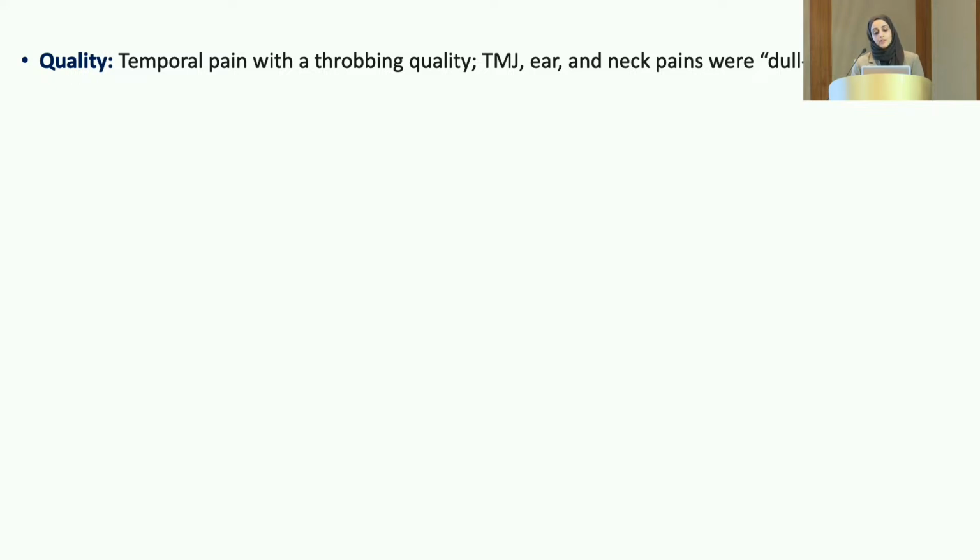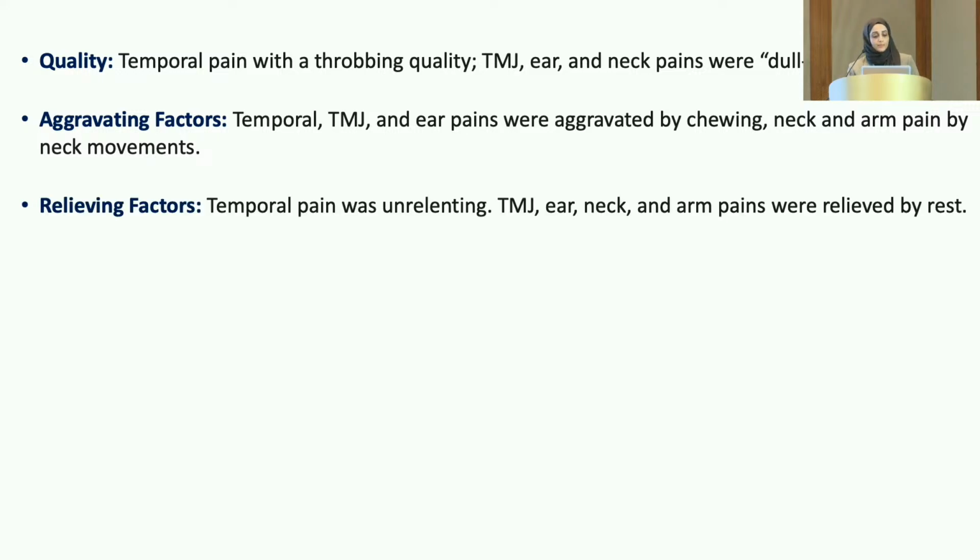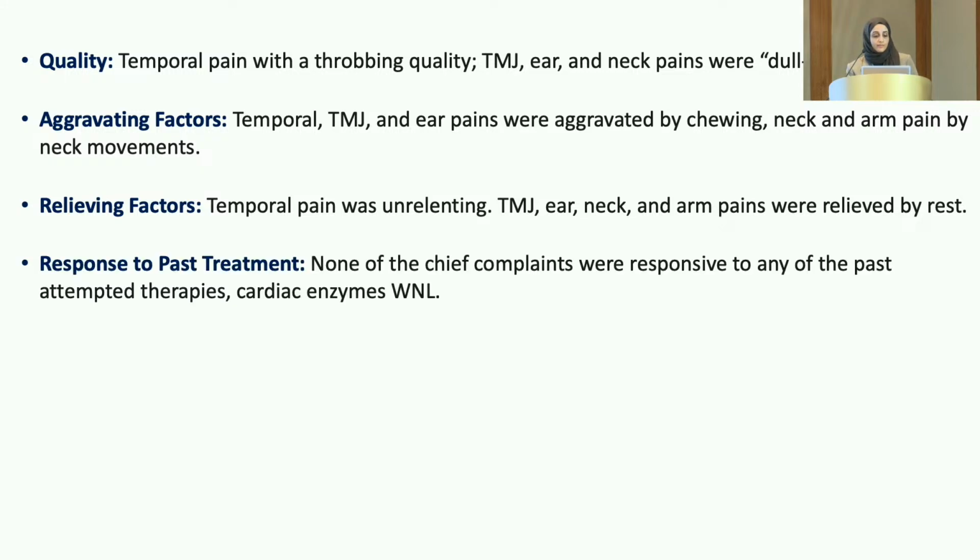Continuing with our history of present illness, the quality of the temporal headache was of a throbbing nature, whereas the TMJ, ear, and neck pain were dull, achy. The aggravating factor for the temporal, TMJ, and ear pain is chewing. The neck and arm pain were aggravated by neck movement. Regarding relieving factors, there was no relieving factor for the temporal pain. It was unrelenting, whereas the TMJ, ear, neck, and arm pains were relieved by rest.